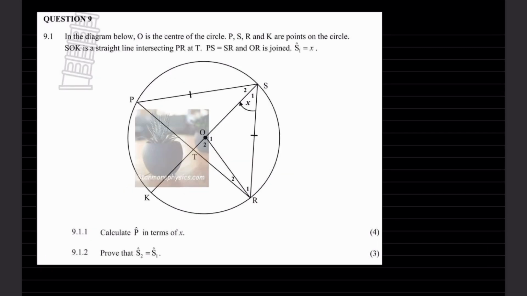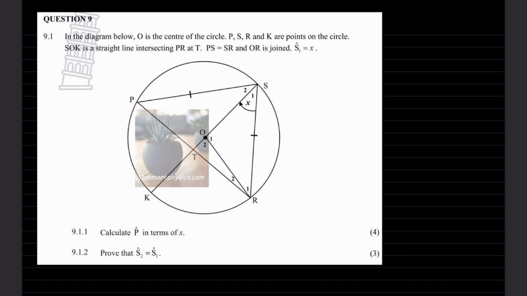Let's take a look at this next question, which reads, in the diagram below, O is the center of the circle, P, S, R, and K are points on the circle, SOK is a straight line intersecting PR at T, PS equals SR, and OR is joined, S1 equals X. The question reads, calculate P in terms of X.